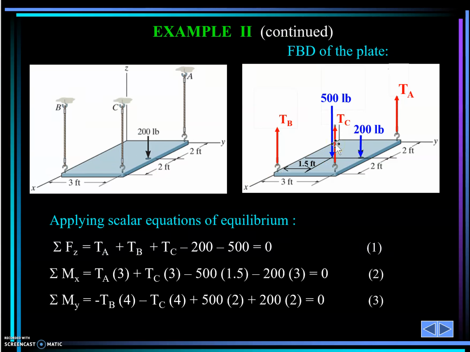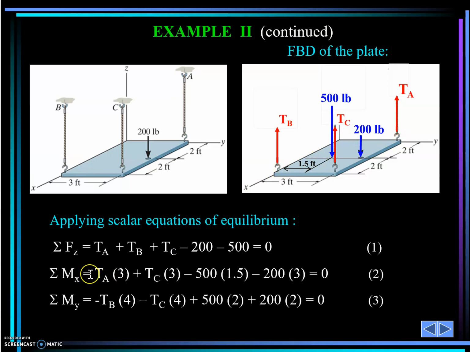What equations can we use? I can simply say sum of force in direction of z equals 0. Oh, fantastic. But I will have three unknowns: TA, TB, and TC minus 200 minus 500 equals 0. Keep this as equation number 1. What other equation? I can simply say sum of the moment about this x. Why can't I say sum of forces in x and sum of forces in y? Because there are no forces in x, no forces in y, so it's not going to help me.